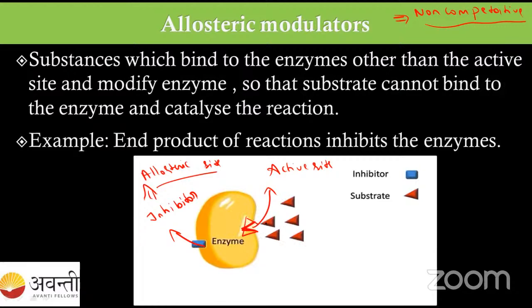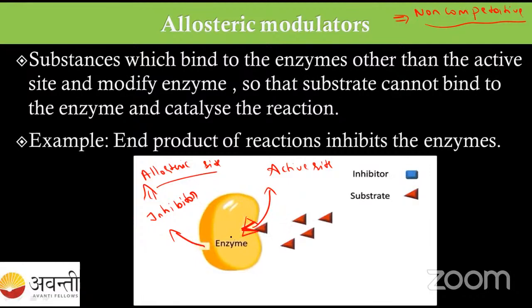So this is what we call non-competitive inhibition. After the binding of the inhibitor to the enzyme, it is going to change the active site of the enzyme, so the substrate cannot come and bind to the active site and it cannot convert substrate into the product. Okay, so let us learn what is given here.